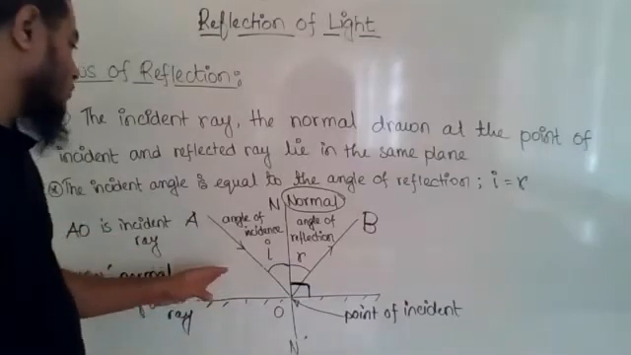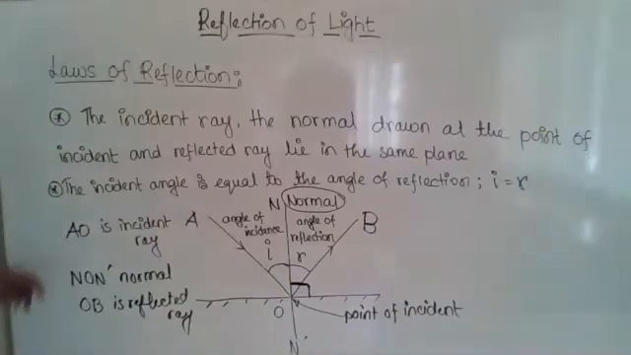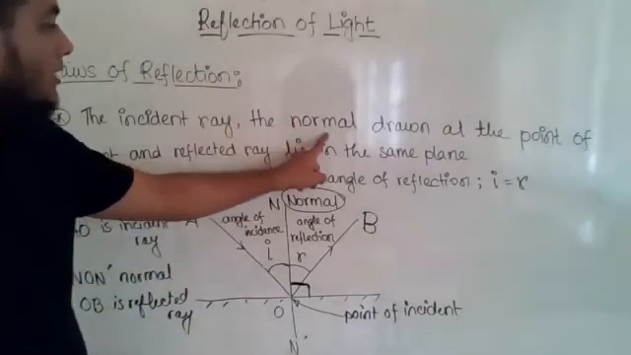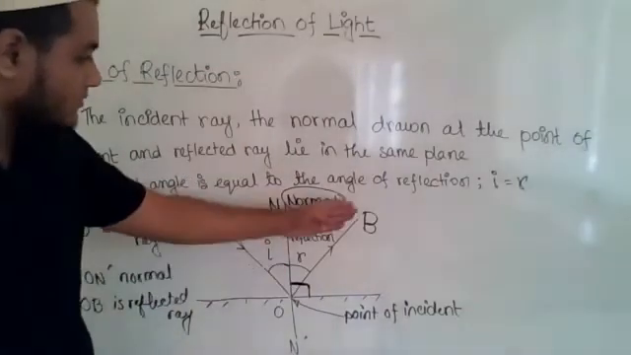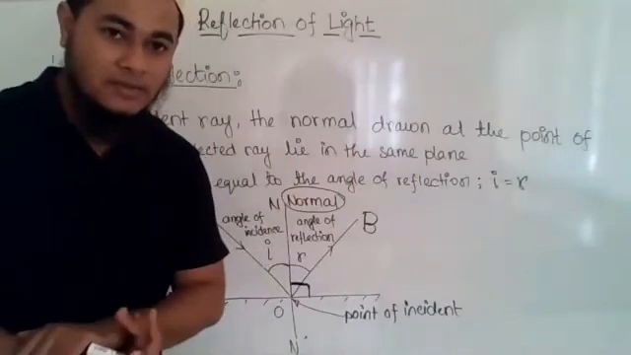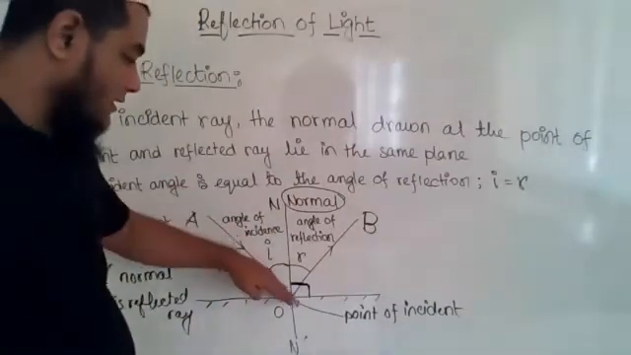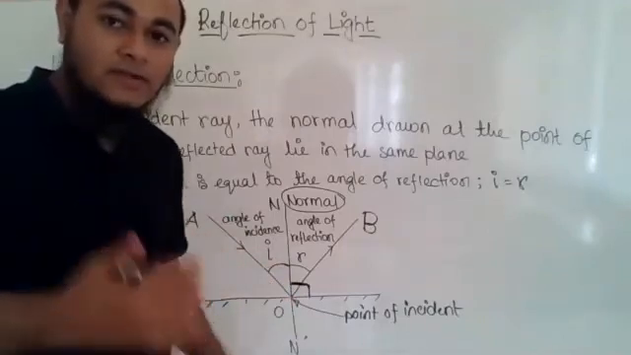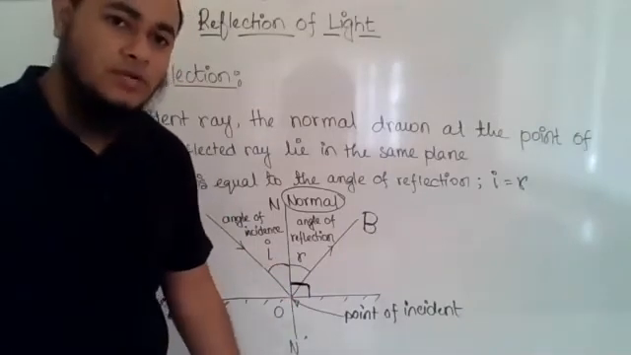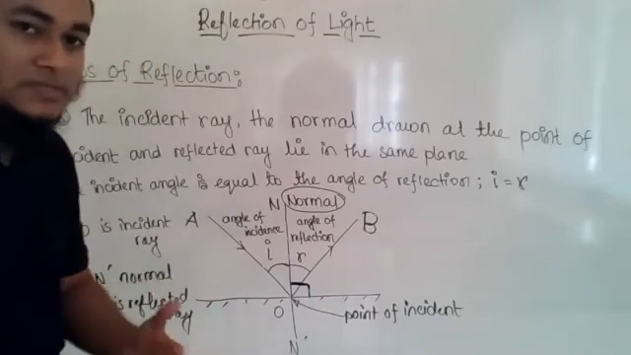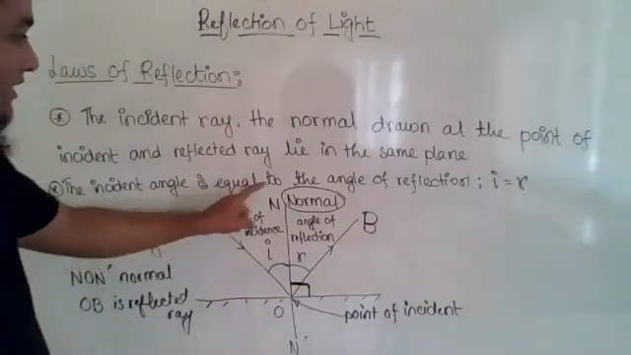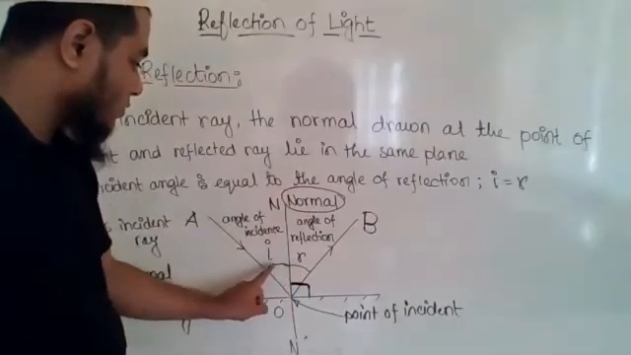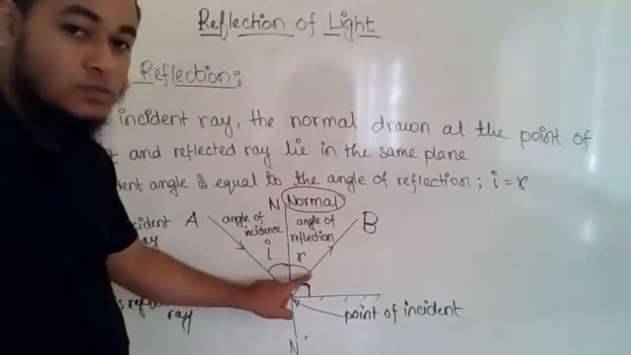So now we are ready to go through the two laws of reflection. The law says that the incident ray, that is this one, the normal, this one, drawn at the point of incidence, and the reflected ray, this one, all lie in the same plane. Let us say I have drawn the incident ray on this board and the reflected ray on another plane. Will it work? It will not work, right? We know that it happens in the same plane. The second one is the angle of incidence, I, is equal to the angle of reflection, R. So if this angle is 30 degrees, this angle will also be 30 degrees.